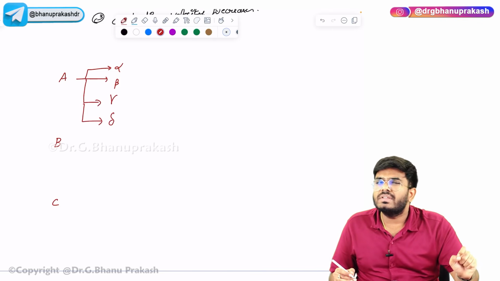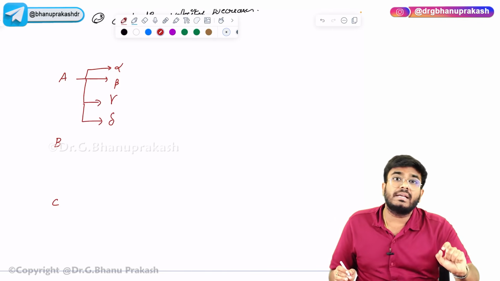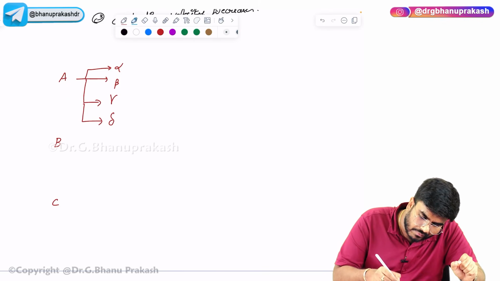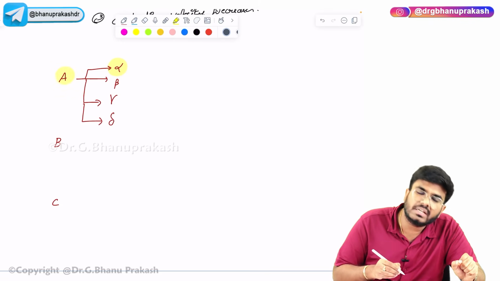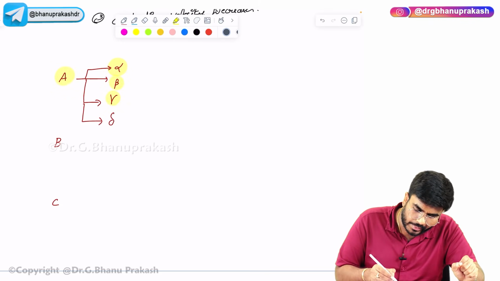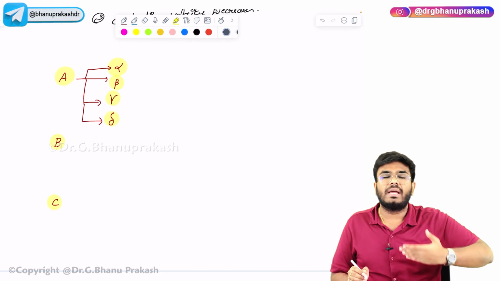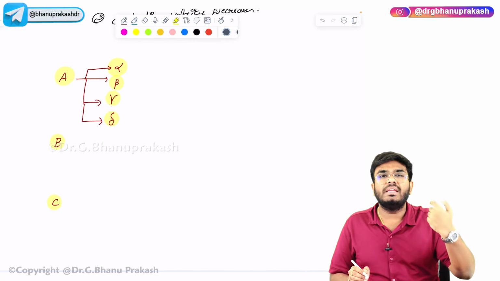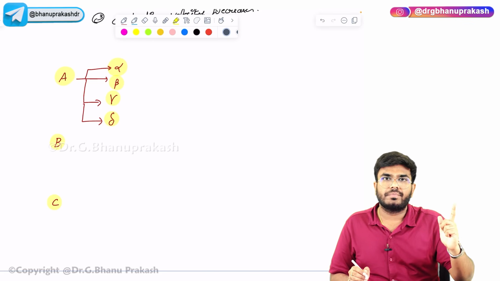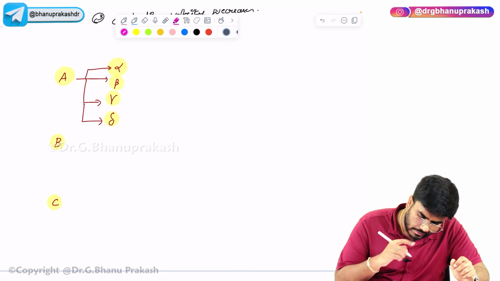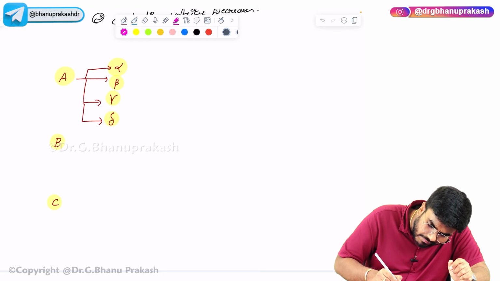Now tell me, which fibers will have the highest conduction velocity? Highest conduction velocity is there for A alpha fibers, followed by A beta, followed by A gamma, followed by A delta, followed by B, followed by C. That is the order. Highest conduction velocity, A alpha. Highest diameter, A alpha. Highest myelination, A alpha.